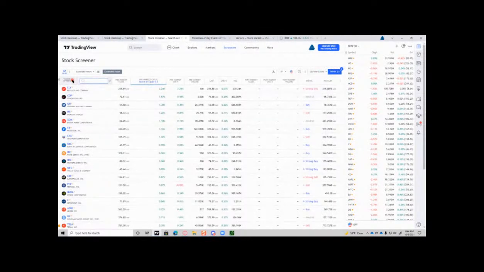How many names are up at least a half of a percent? 27 out of 100 names. That's 27% of the S&P. It's an easy way to say it, right?